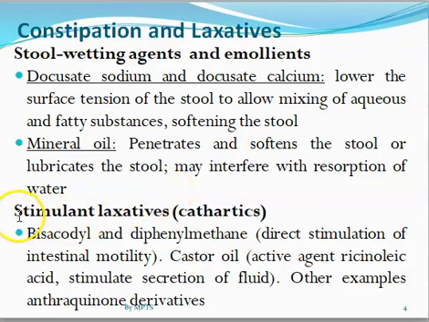Now, stimulant laxatives, these are the ones called cathartics. We have bisacodyl and diphenylmethane, which stimulate intestinal motility, and the common one is bisacodyl. Others such as castor oil are also used to stimulate circulation of fluids from the lumen of the GIT, hence increasing passing of bowel. Others such as anthraquinones can also be used. You can search about those ones.